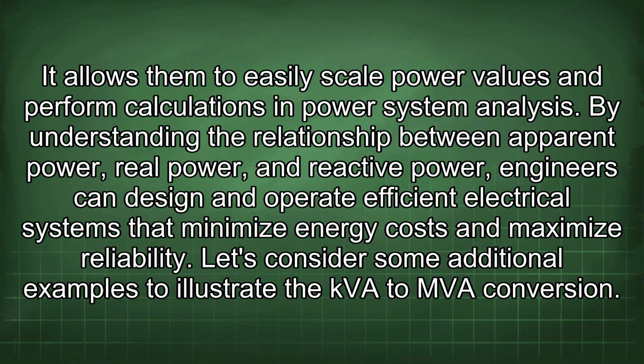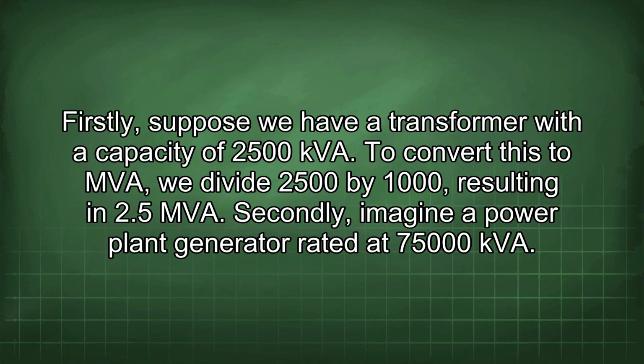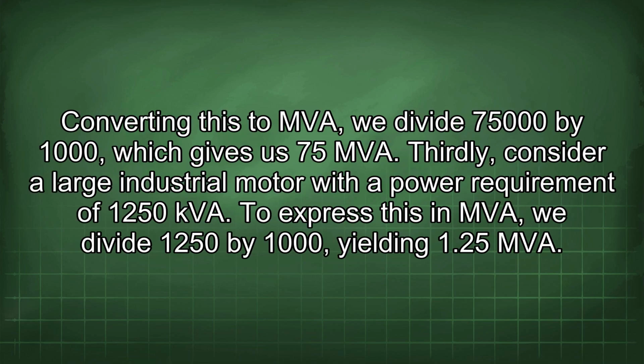Let's consider some additional examples to illustrate the kVA to MVA conversion. Firstly, suppose we have a transformer with a capacity of 2500 kVA. To convert this to MVA, we divide 2500 by 1000, resulting in 2.5 MVA. Secondly, imagine a power plant generator rated at 75,000 kVA. Converting this to MVA, we divide 75,000 by 1000, which gives us 75 MVA.